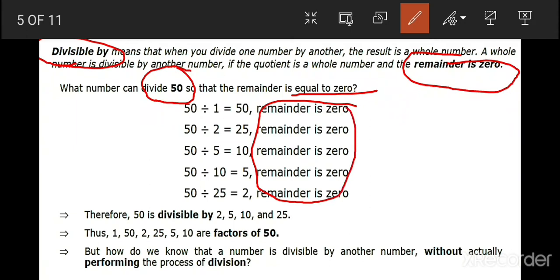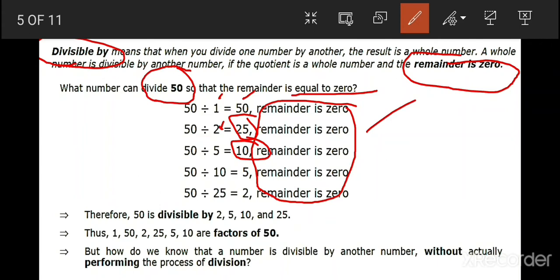Okay, so 50. 50 divided by 1 is equal to 50 itself, right? 50 divided by 2, if you make 50 into half, that becomes 25. And the remainder is, again, 0. 50 divided by 5, if you just keep counting using your fingers, it's 5, 10, 15, 20, 25, 30, until 50, you get 10. Ten of your fingers will show up.